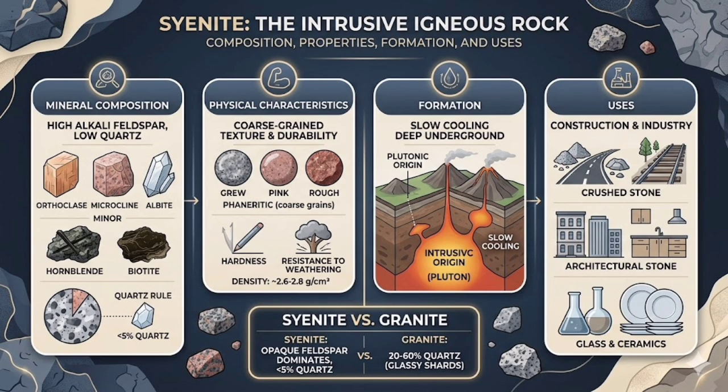Before we wrap up, can you summarize the key differences between syenite and granite? Sure. The main distinction is that granite contains 20% to 60% quartz, while syenite has little to no quartz, making it look more opaque, with feldspar dominating. Thank you for that clear comparison. It's amazing how much there is to learn about rocks that seem similar at first glance.